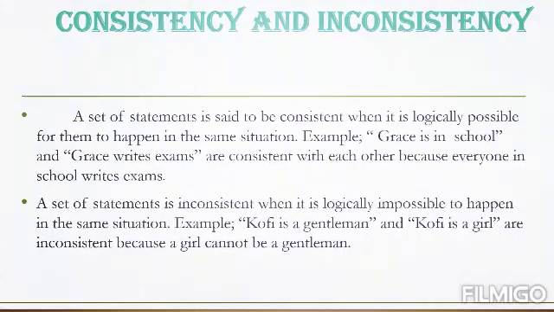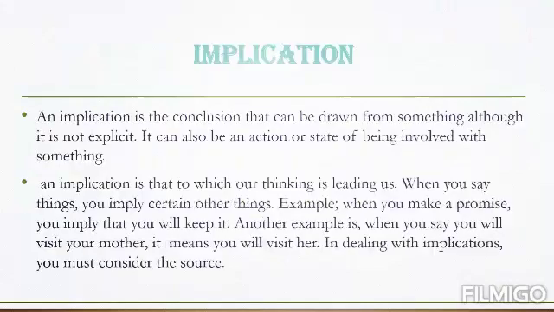Here we come to consistency and inconsistency. A set of statements is said to be consistent when it is logically possible for them to happen in the same situation. Example, Grace is in school and Grace writes exams are consistent with each other because everyone in school writes exams. A set of statements is inconsistent when it is logically impossible to happen in the same situation. Example, Kofi is a gentleman and Kofi is a girl are inconsistent because a girl cannot be a gentleman.